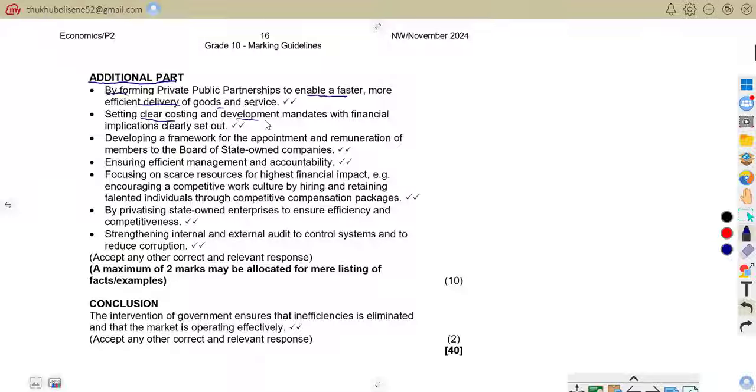Setting clear costing and development mandates with financial implications clearly set out. Developing a framework for the appointment and remuneration of the members of the board of state-owned companies, ensuring efficient management and accountability. Focusing on scarce resources for highest financial impact. For example, encouraging a competitive work culture by hiring and retaining talented individuals through competitive compensation packages. By privatizing state-owned enterprises to ensure efficiency and competitiveness, and strengthening internal and external audit control systems to reduce corruption.